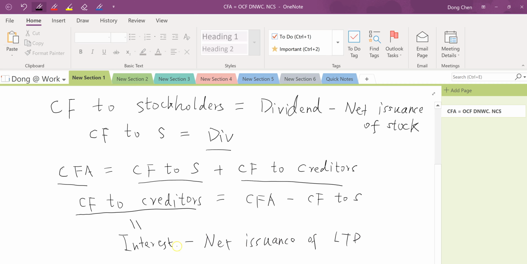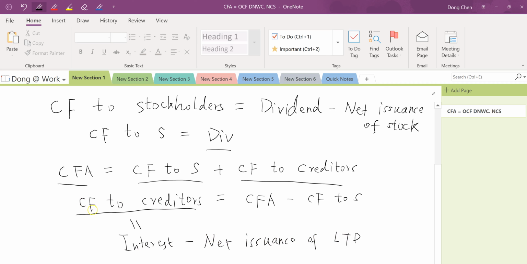Why is this the case? Because if the firm pays out the interest, for the firm it's an expense, but for the creditors it's an income. So that's why interest enters as a positive value here. But when the firm issues new long-term debt, the firm collects money from the creditors, but for the creditors they pay cash to the firm. So for them it's negative. That's why here it's a minus sign.